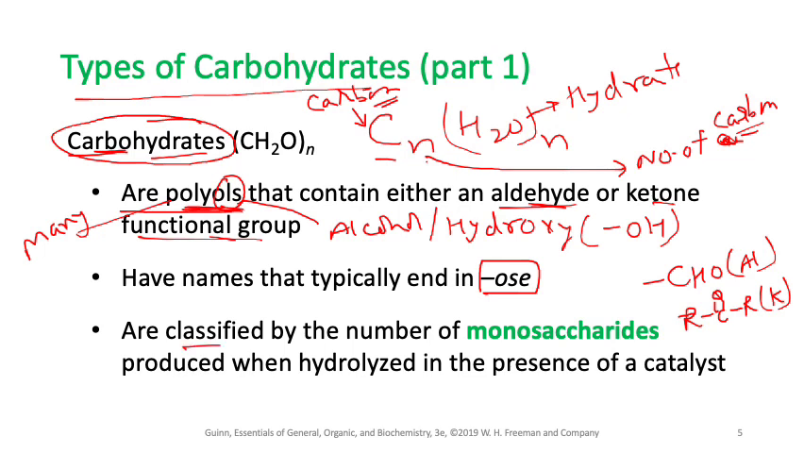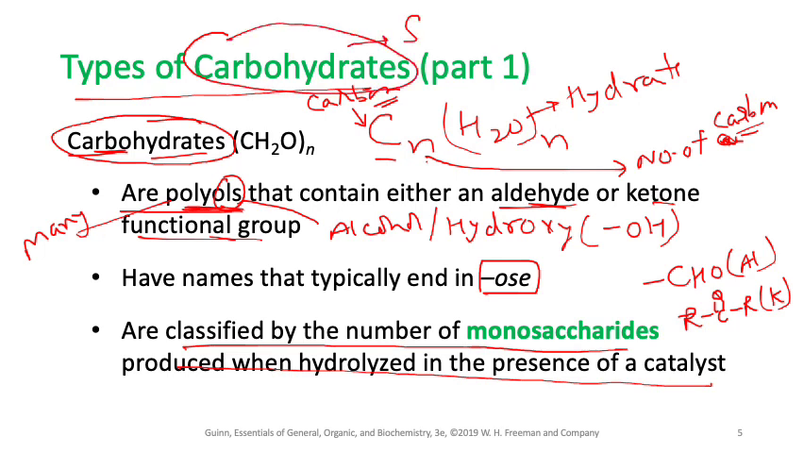Carbohydrates are normally classified by the number of monosaccharides produced when hydrolyzed in the presence of a catalyst. We're going to talk about the types of carbohydrate later on, and what monosaccharides are. But right now, just remember that carbohydrates are sometimes also called saccharides, which means a sugar. So if you see the word saccharide, it means we are talking about a carbohydrate, or most probably a sugar. Let's go to the next slide and talk about the different types of carbohydrate, or saccharide, we have.